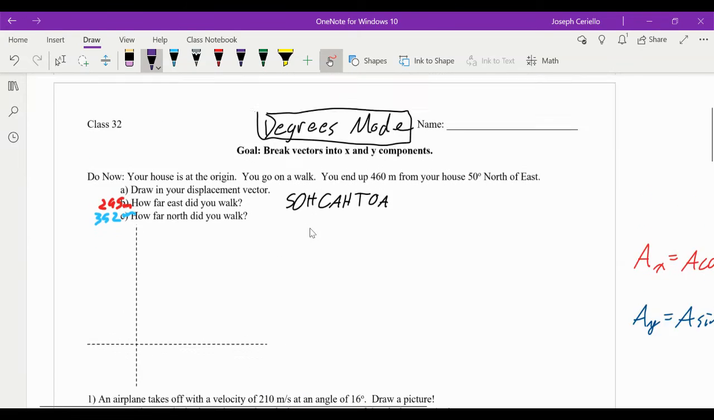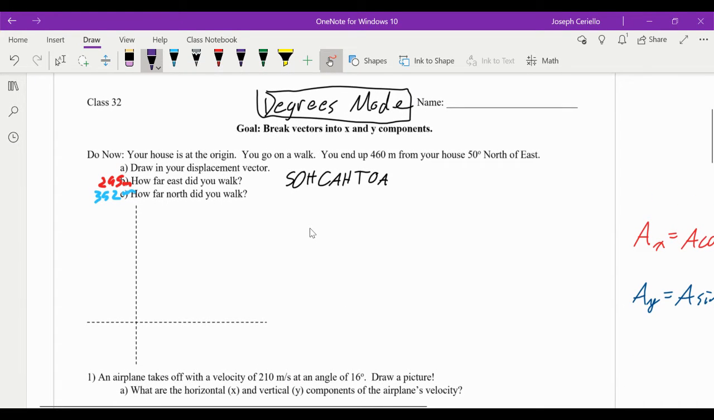Everyone, looking at class number 32. Our goal is to break vectors into x and y components. Make sure your calculator is in degrees mode, not radians.